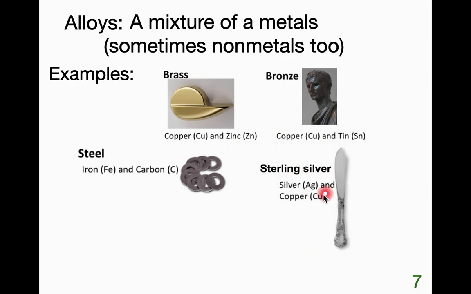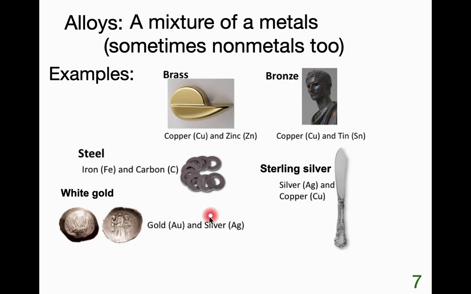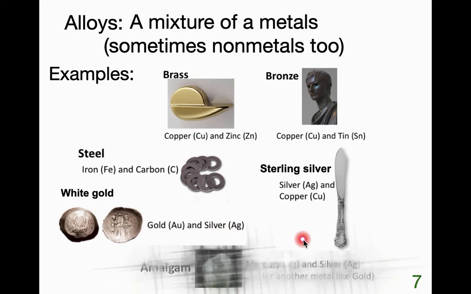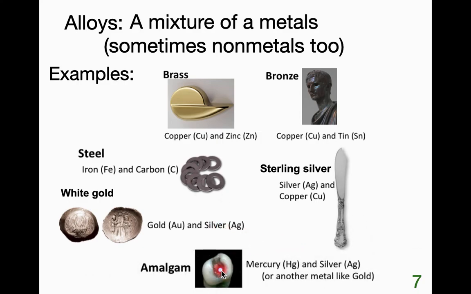Sterling silver is a mixture of silver and copper. White gold. It used to be really popular in ancient times. We used it for all kinds of things, mass, coins. It's a mixture of gold and silver. Amalgam, which can be used for tooth fillings, contains mercury, silver, and another metal like gold.